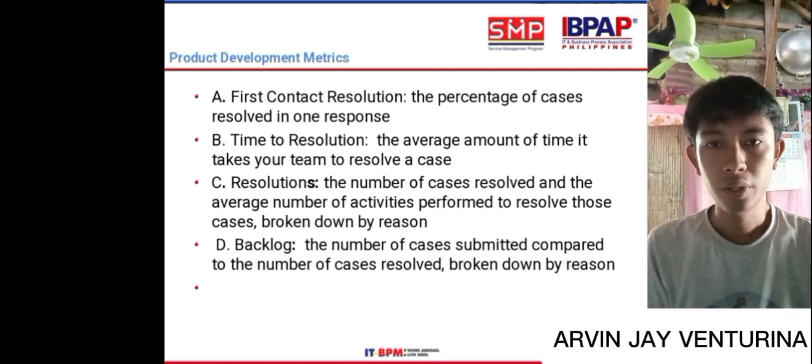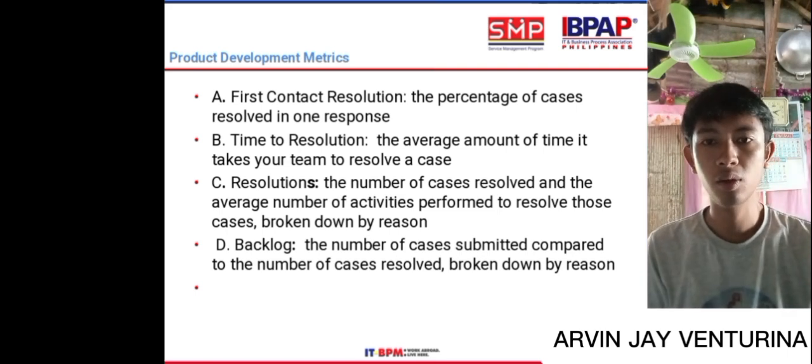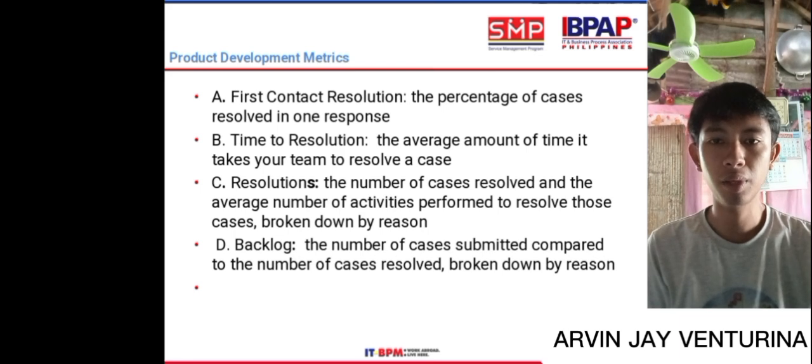First contact resolution. This is like hitting a home run on your first try. If someone emails with a problem and you fix it in the first email, that's a first contact resolution. We measure what percentage of problems we solve right away. A high percentage is great because it means happy customers and less work for our team.